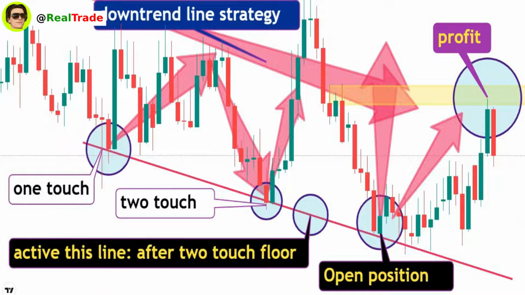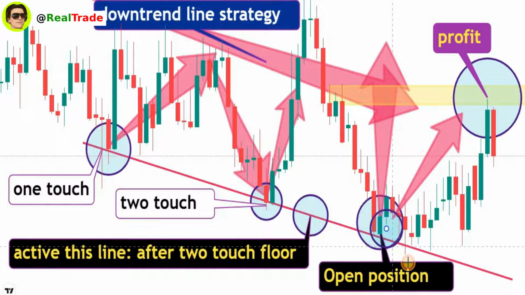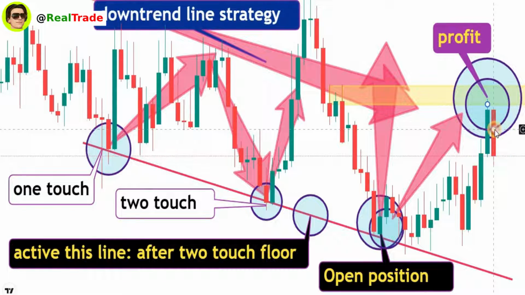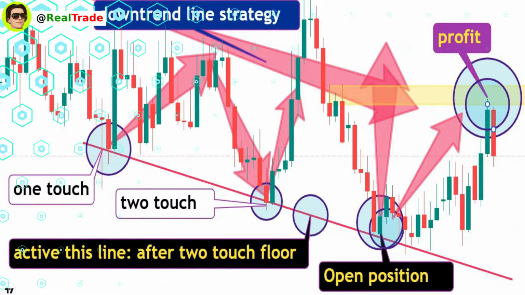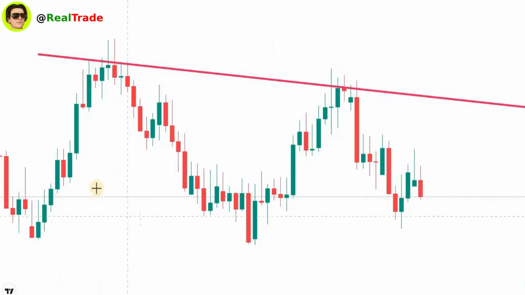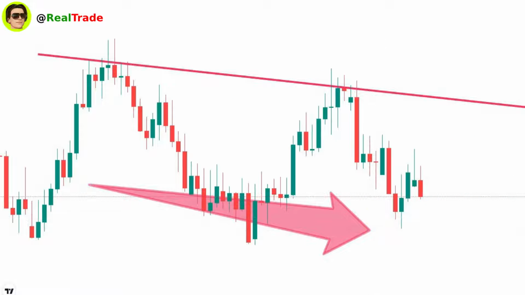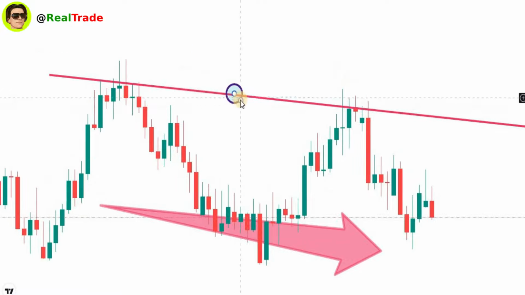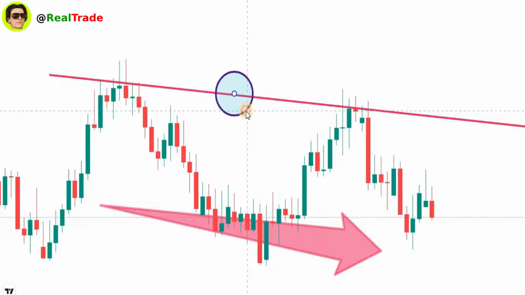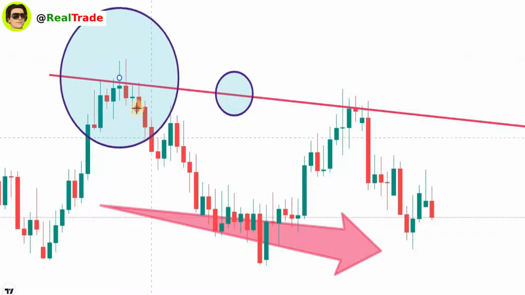Yes, one touch, two touch. After two touches, I wait for a third touch and back price. Return price. Yes. Look at here. Downtrend line strategy. Yes, this line is active after two touches.